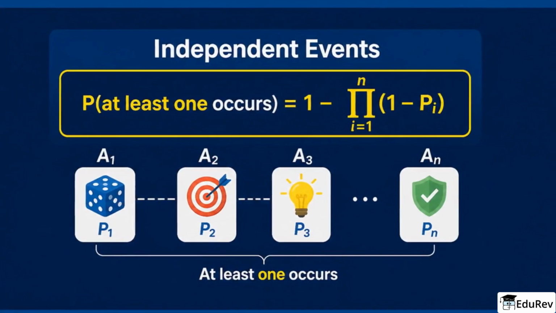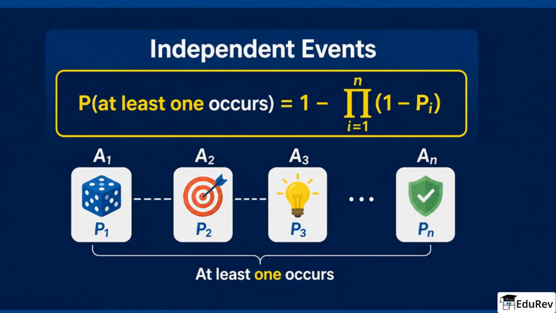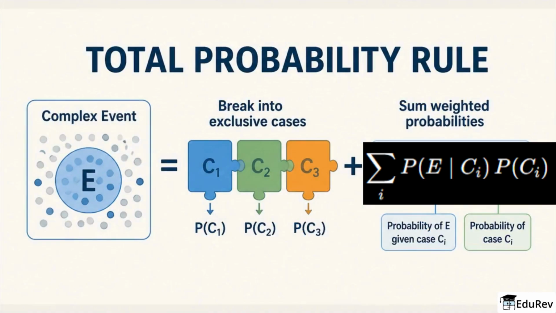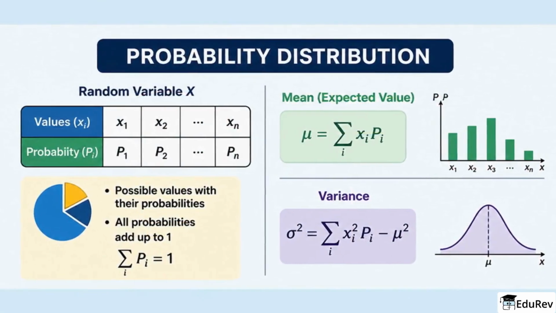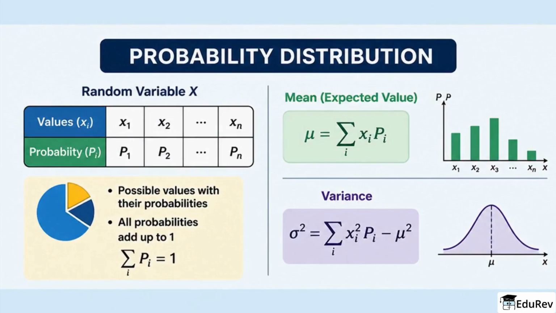For independent events A1 to An, the chance at least one happens is 1 minus the product of 1 minus each probability. That is, 1 minus the product of the quantities 1 minus pi. The total probability rule breaks a complex event into exclusive cases and sums their conditional probabilities times case probabilities. Bayes' rule reverses conditioning, letting us update probabilities when we see new evidence by using the total probability in the denominator.